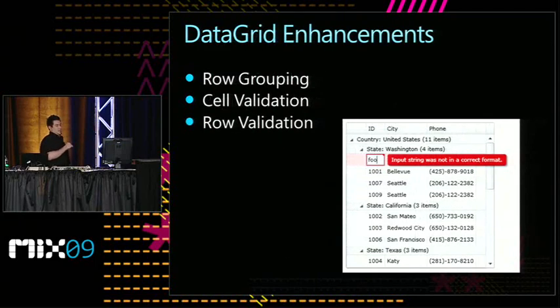And we've enhanced the data grid. We added row grouping. So as you can see in this image here, we're grouping by country and then by state. So that was not available before, but it is now.